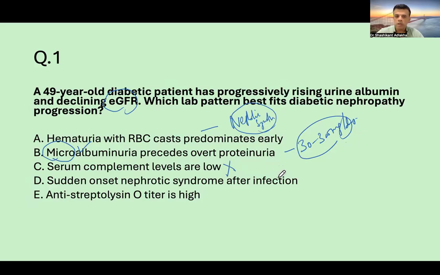So this is wrong. Sudden onset of nephrotic syndrome after infection: this is talking about PSGN, which is not the case over here. Antistreptolysin O titer is high: this is indicative of again PSGN. Antistreptolysin titer may remain high for a longer period of time, so that is also associated with post-infectious or post-streptococcal glomerulonephritis. So the answer we reached is microalbuminuria precedes overt proteinuria.